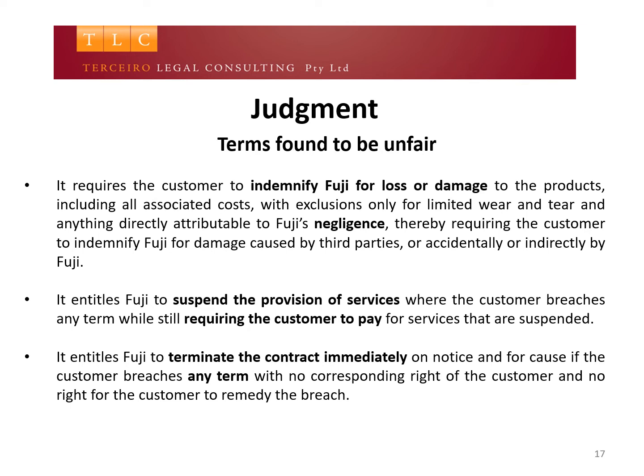And the customer did not have a corresponding right to terminate the agreement. Their rights to terminate the agreement were much more limited. And further, there was no specific right for the customer to take steps to remedy the breach.